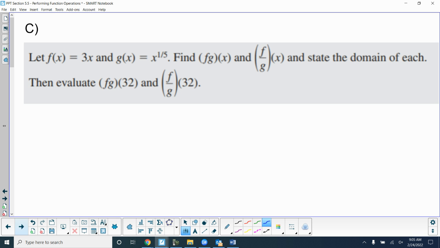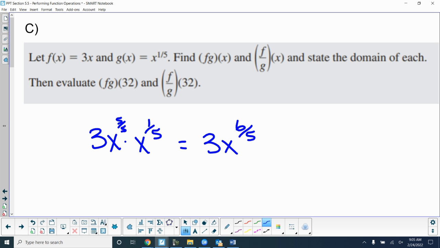Well, wait, let's do the f times here because it looks like this. Instead of radical, it was like this. So what do I do with this exponent of 1? Do I, Emma? Add the exponents, right? So this would have been 3x to the 6/5. You guys with me on the multiplication part? Just add the exponents. All right, you guys got this. Good job.